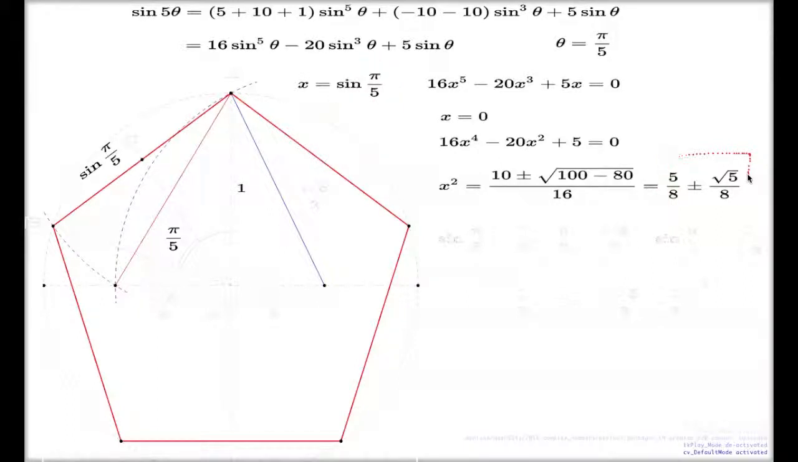The question to you now goes like this. Is it plus or minus I have to take to find sine pi on 5? Well, I'll give you a hint. You have to take minus. Why minus? You have to take minus for this reason.